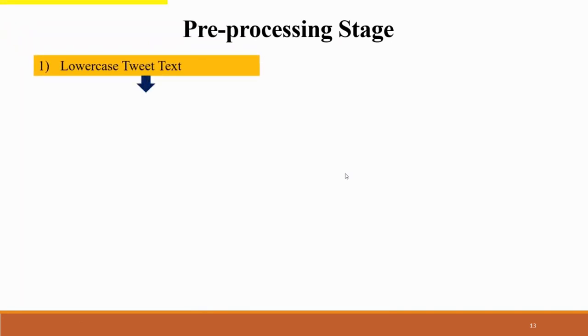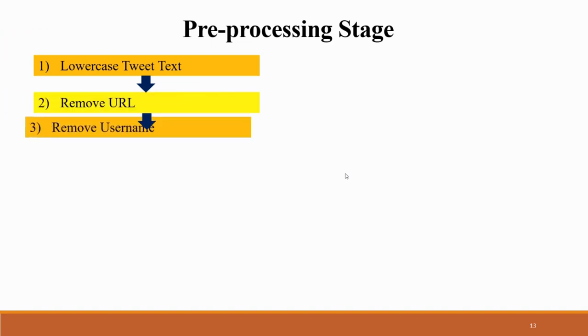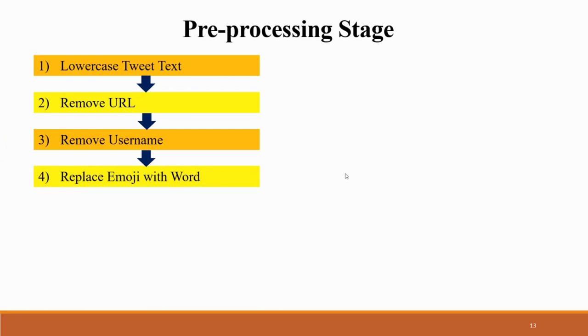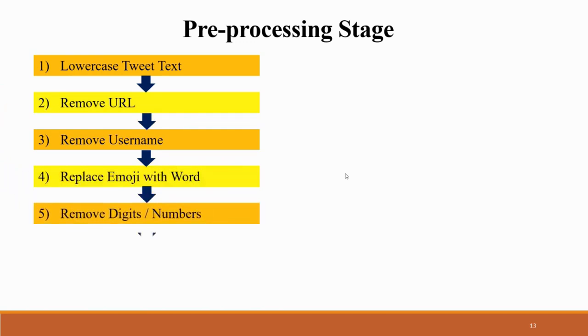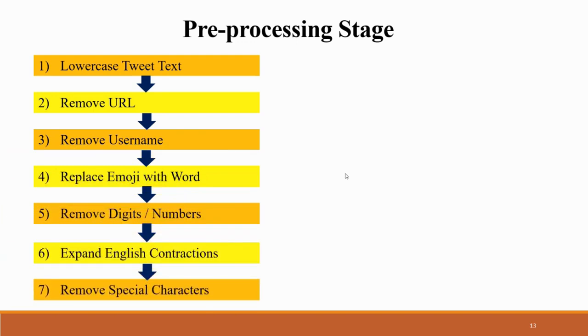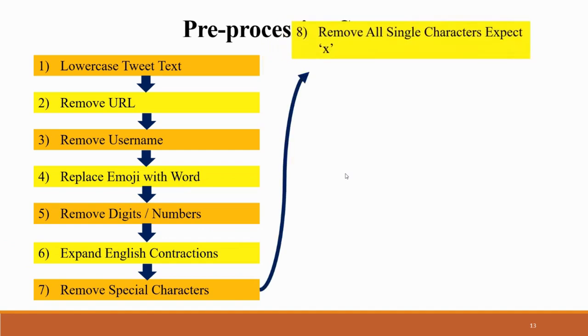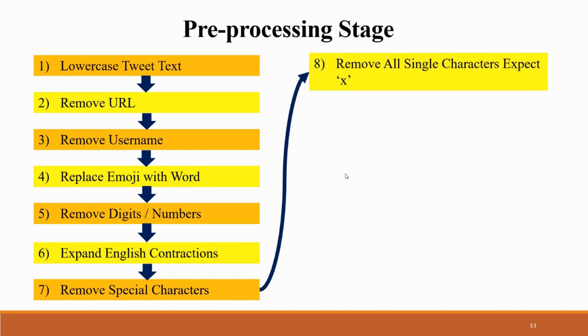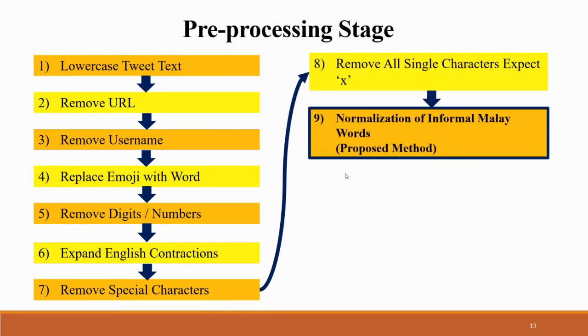So this is our detailed pre-processing stage. First, we lowercase the tweet text, then we remove the HTTP and HTTPS URL links, remove the usernames, replace the emoji with equivalent words, remove the digits or numbers, expand the English contractions, and remove the special characters. Then we remove all the single characters except the character X, as the X means tidak in tweets. Then we apply our normalization method.